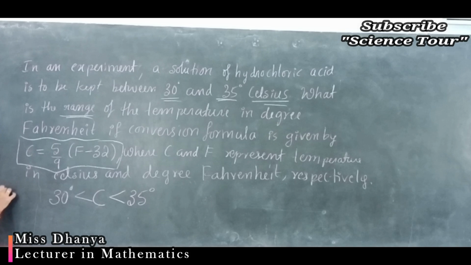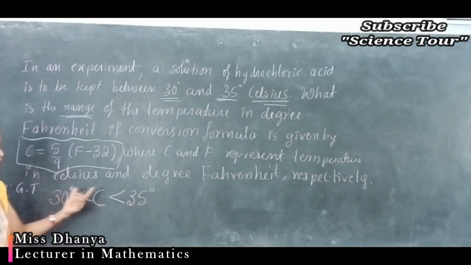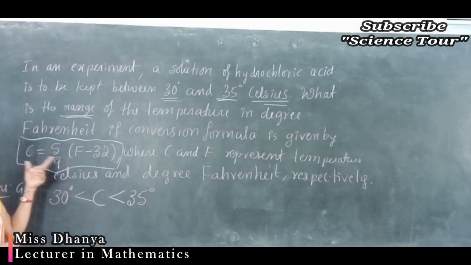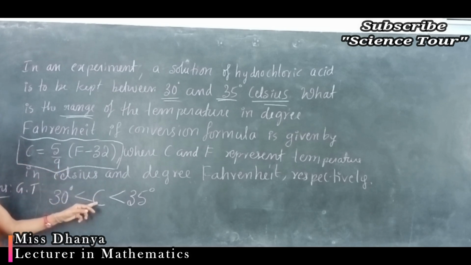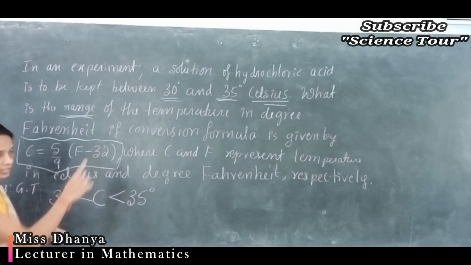So in the answer part, what is given? We are given one solution that is kept between these two temperatures, 30 degrees and 35 degrees Celsius, and we have to find the range of the temperature in Fahrenheit if the conversion formula is C = 5/9 (F - 32). So now what is C? The relationship between C and F is given in the conversion formula, and you have to use it here. In place of C you have to write 5/9 (F - 32). I will do that on the right side.